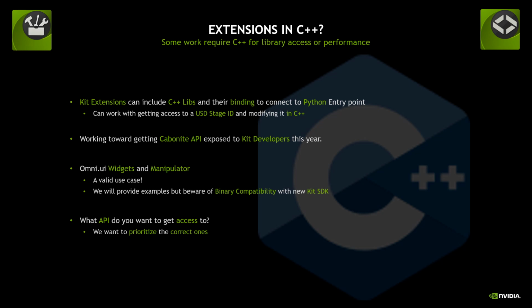But tell us, what API do you feel you need access to? It is important that we understand the headers and the API that you feel you need to have access to in C++, so we can plan to have them exposed in a way that they will be stable and consistent across the many iterations of the Kit SDK, so you have a great user experience. So please connect with us. Extensions in C++ are definitely coming. We want to do them right, and so for that we need your input and your collaboration.